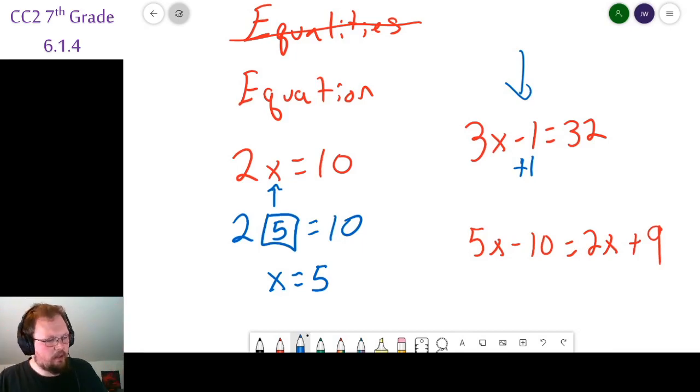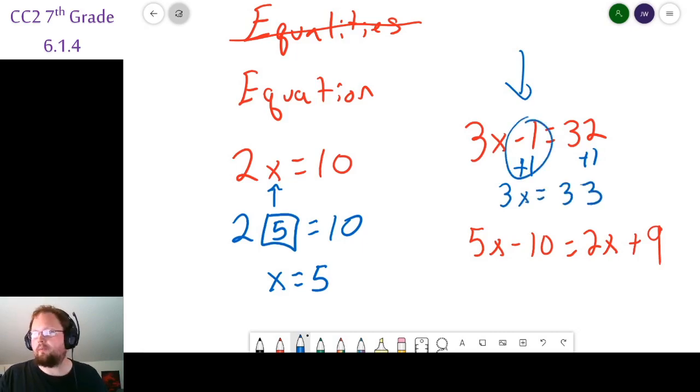So you add 1, and then you have this equation that says 3x equals 33, because positive 1 and negative 1 zero out. And now you're saying, okay, 3 times what is 33? And so you divide everything by 3, and you end up with x equals 11.